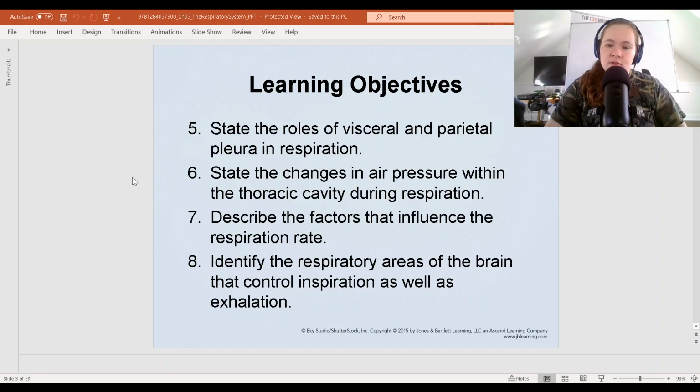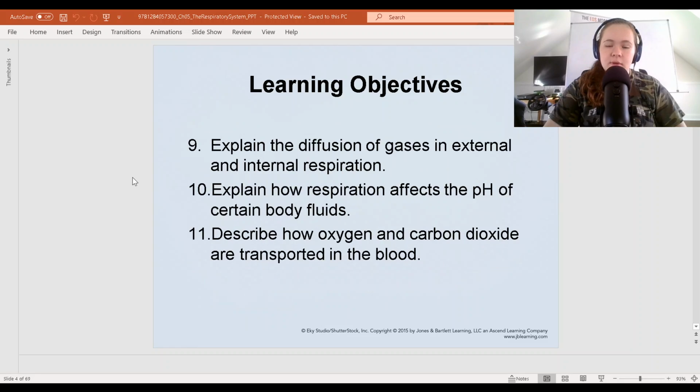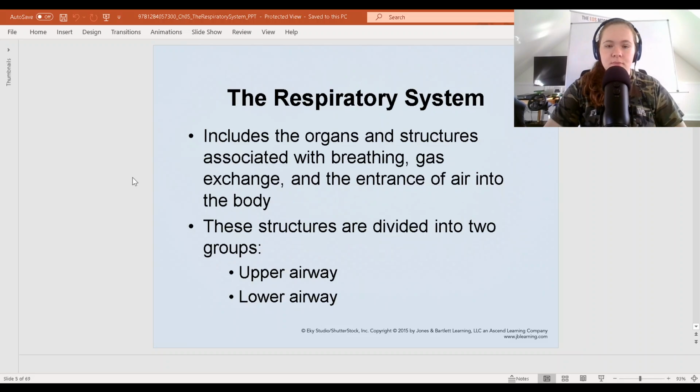State the roles of visceral and parietal pleura in respiration. State the changes in air pressure within the thoracic cavity during respiration. Describe the factors that influence the respiration rate. Identify respiratory areas of the brain that control inspiration as well as exhalation. Explain the diffusion of gases in external and internal respiration. Explain how respiration affects the pH of certain body fluids. And describe how oxygen and carbon dioxide are transported in the blood.